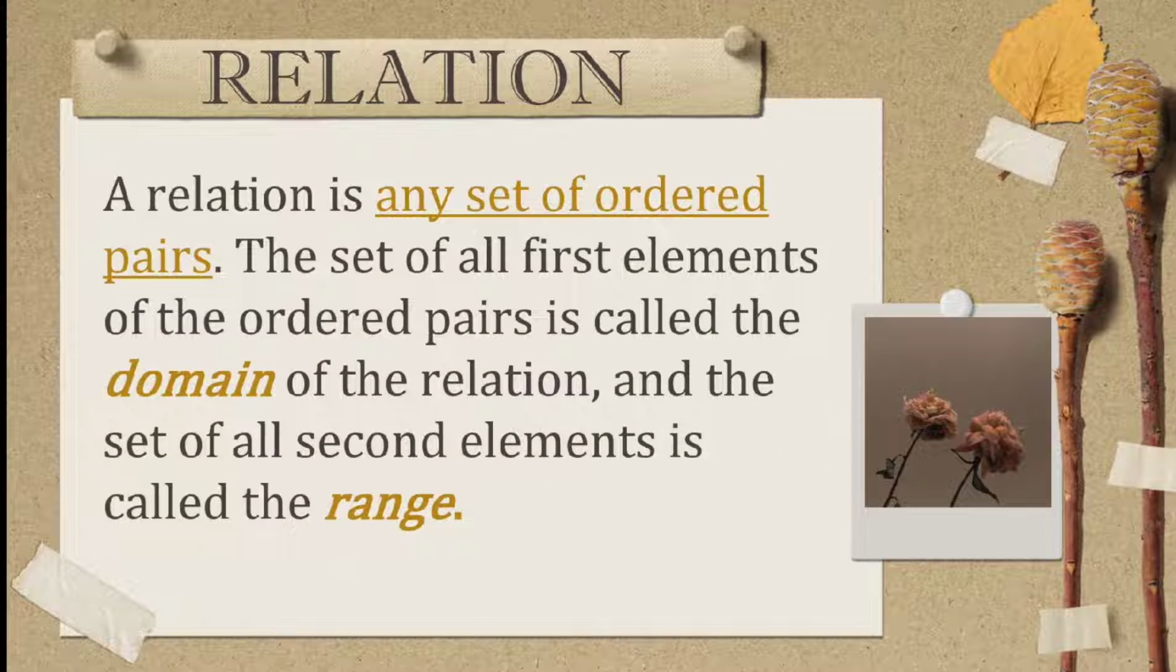Next one, a relation is any set of ordered pairs. The set of all first elements of the ordered pairs is called the domain of the relation, and the set of all second elements is called the range. When we say relation, it is a set of ordered pairs.